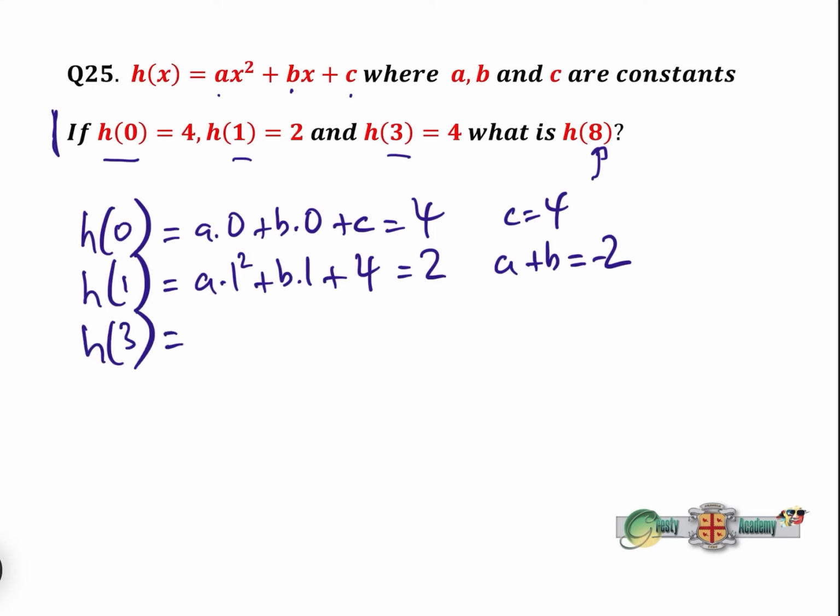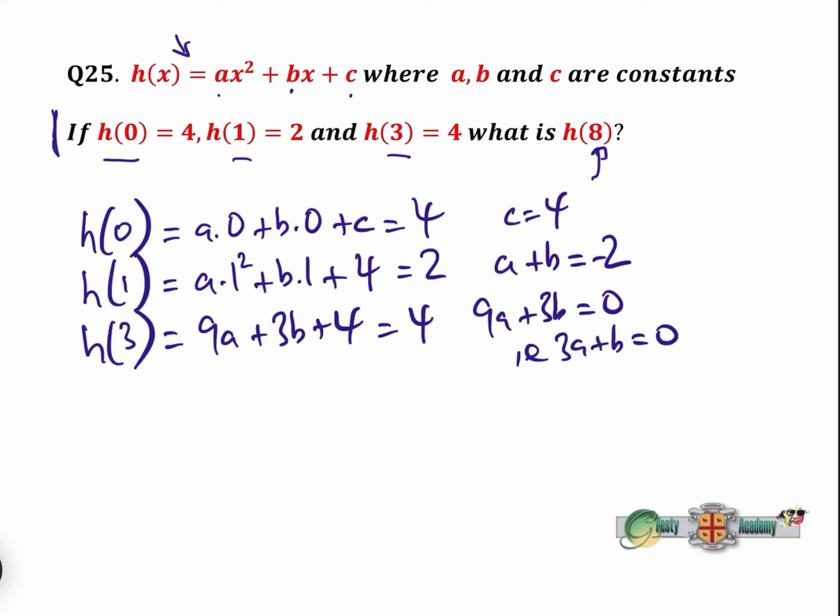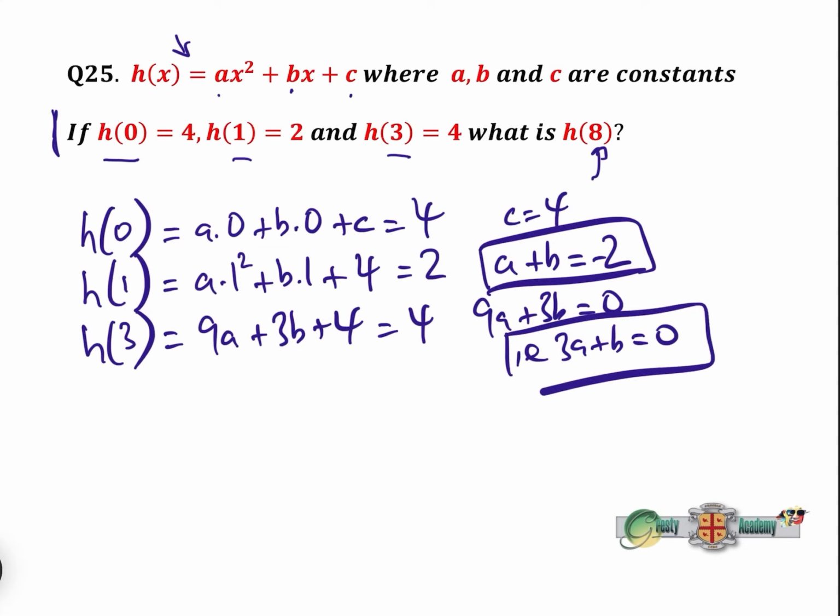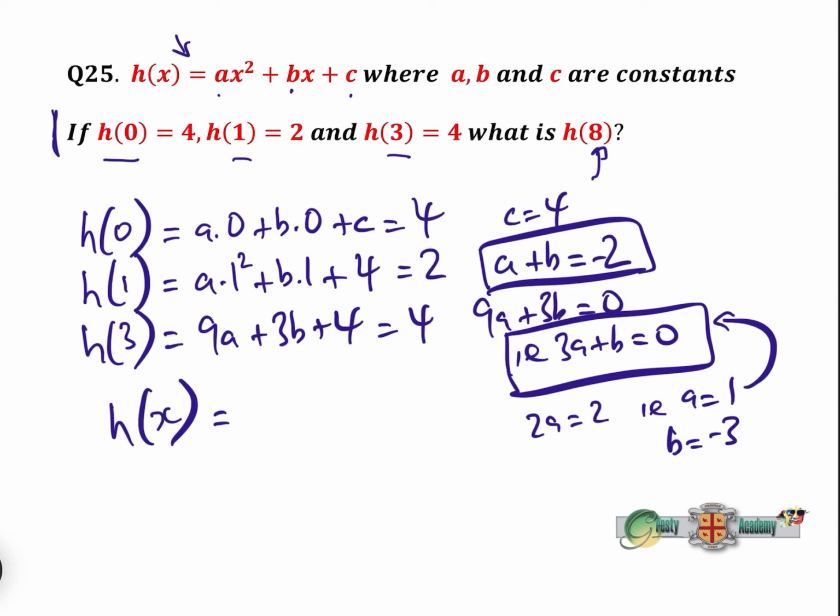And then h of 3, which is putting 3 into here now, that is 9a add 3b add 4, and we're given that that equals 4. So therefore, we have that 9a add 3b equals 0, i.e. 3a add b equals 0. So from these two very simple equations, we take one away from the other, and that gives us that 2a equals 2, i.e. a equals 1, and from putting a into one of these, we get that b equals minus 3. So therefore, we know that our function h of x is x squared minus 3x add 4.